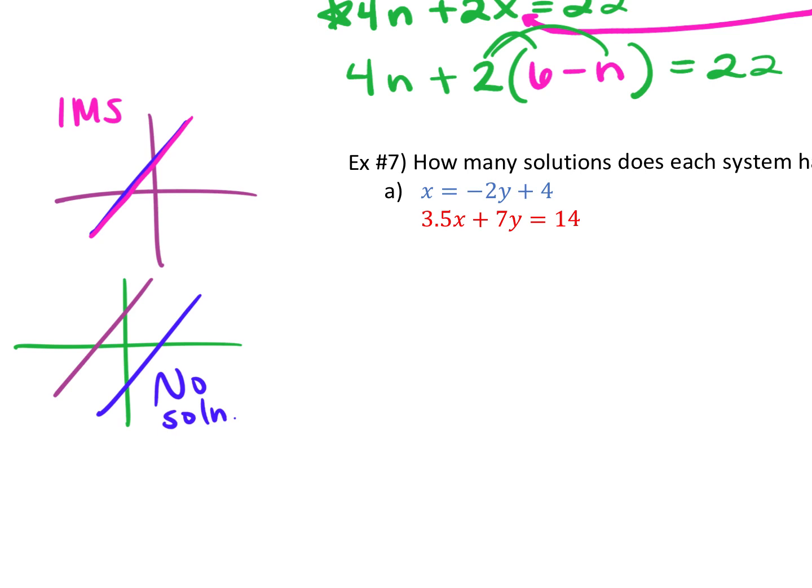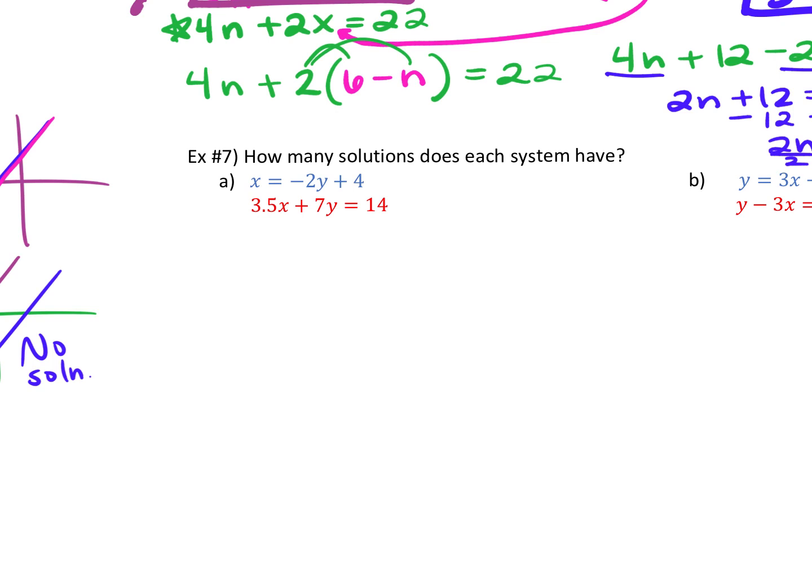So let me show you how this works. Number 7 says, how many solutions does each system have? So what you're going to do is substitute. I know what x equals. X is equal to this expression. So I'm going to take out the x and put in that expression. So it's going to be 3.5 times negative 2y plus 4.